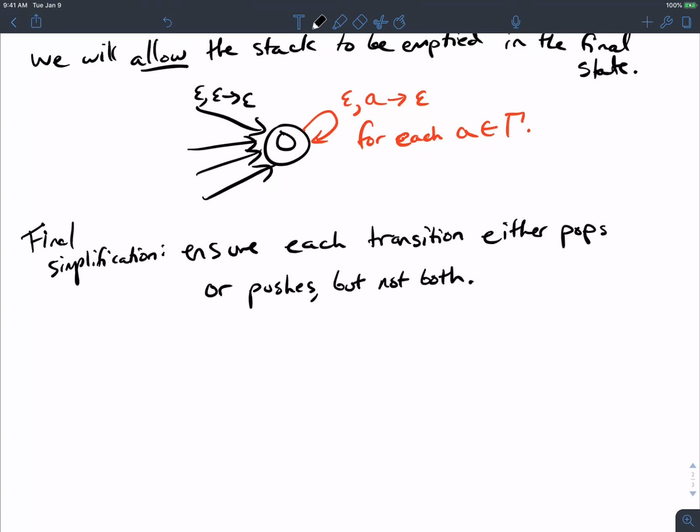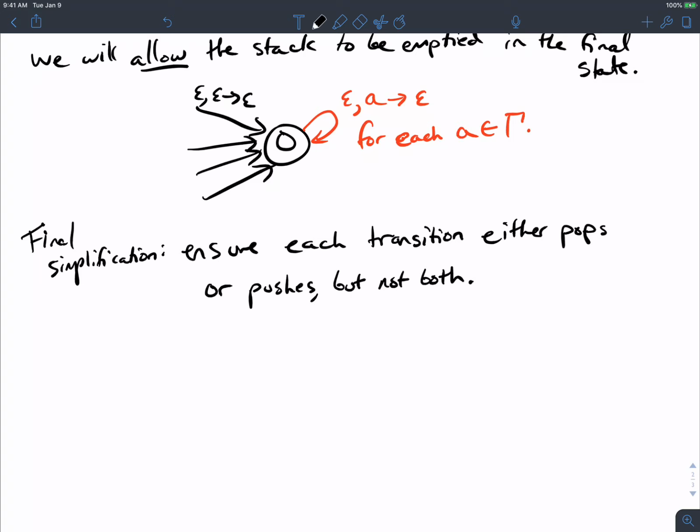So every single transition is going to do something to the stack. We're going to either push something onto the stack or we're going to pop something off. We're not going to do both operations at the same time, and we're not going to do neither operation. So every transition modifies the stack in some way. Okay. Any questions about that?